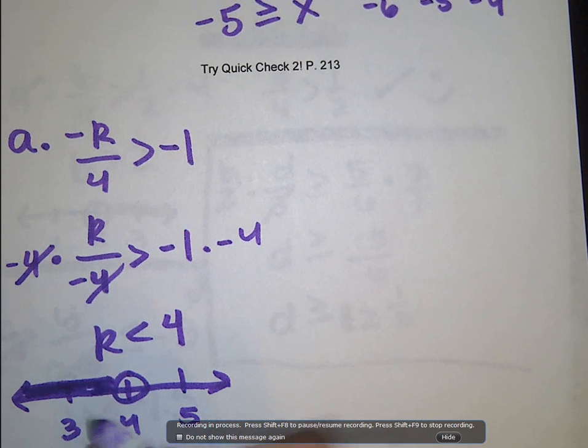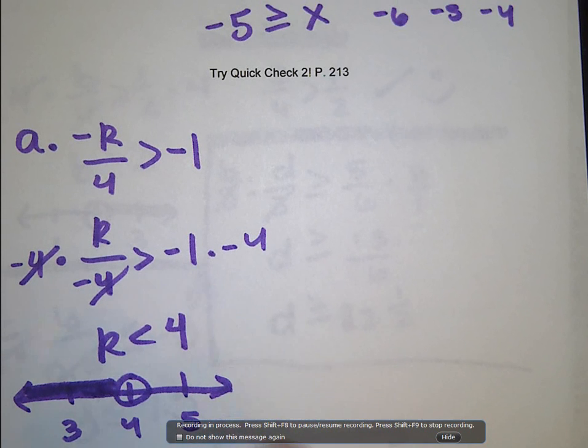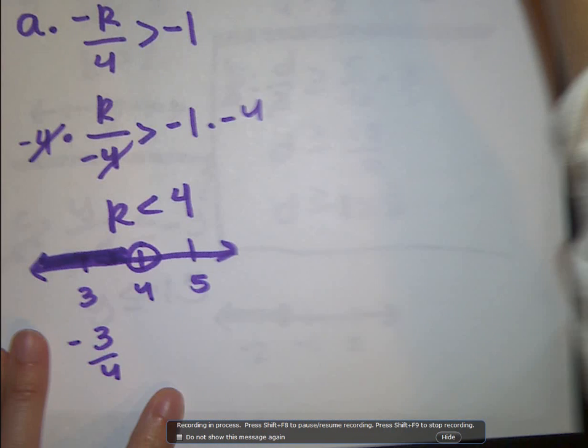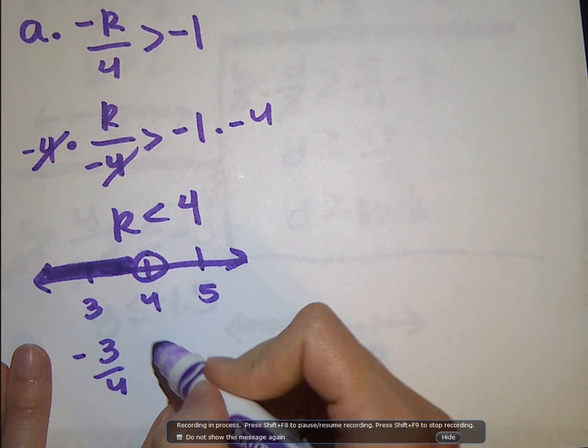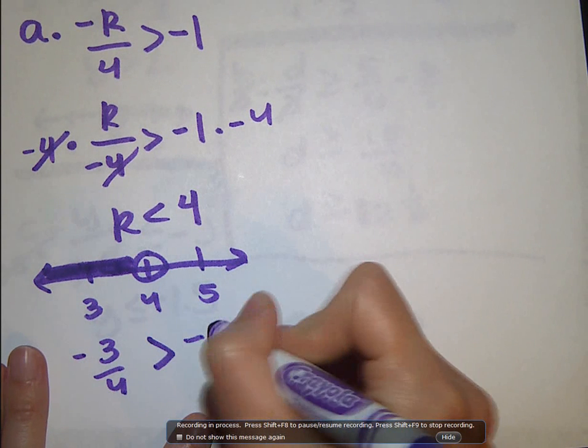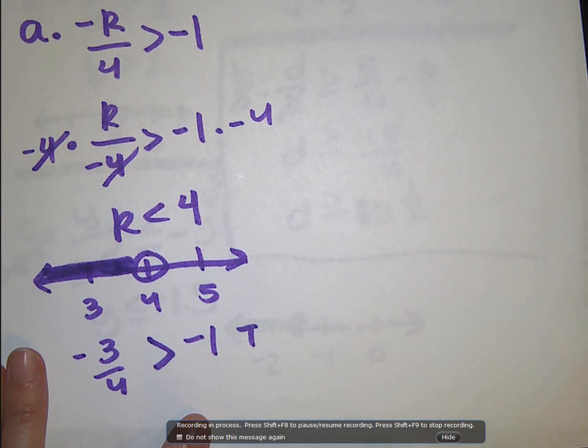And so I could check 3, and I could say, okay, is negative 3/4 greater than negative 1? And it is. That's true. So let's look at B now.